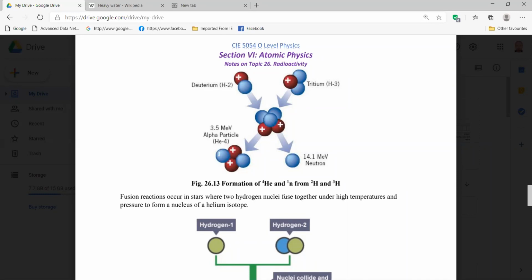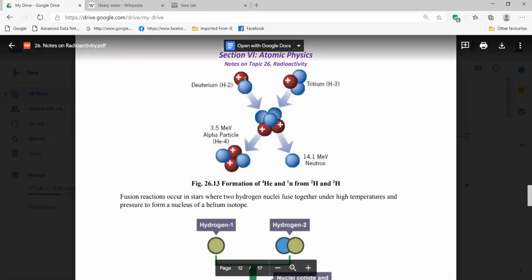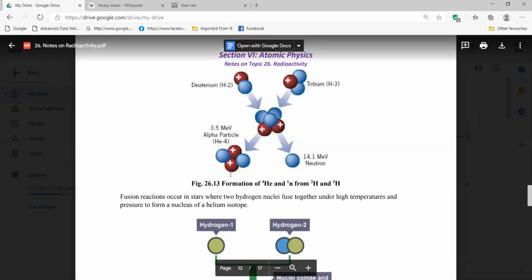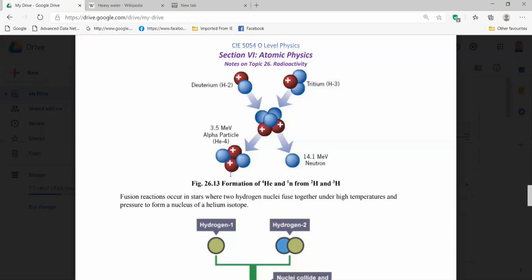Alpha particle means helium-4, right? Yes, sir. Alpha particle is helium-4, and in this deuterium, we have an electron also, right? Here also we have an electron. So when we have two electrons with this alpha particle, then it is helium. Is it clear, everyone?